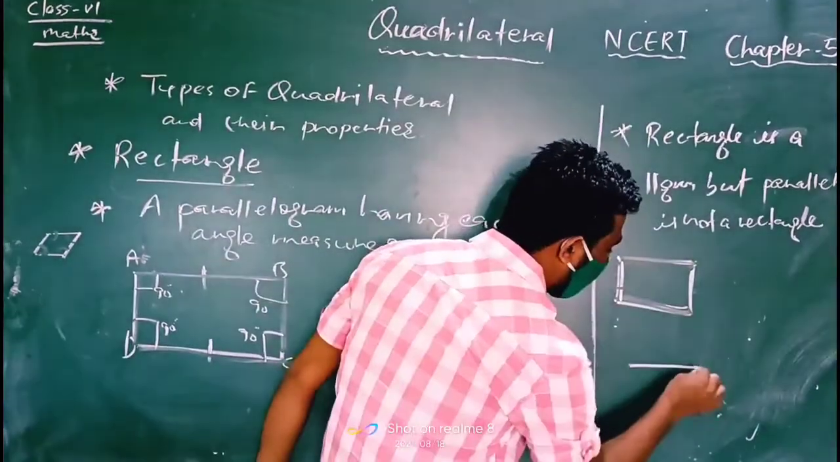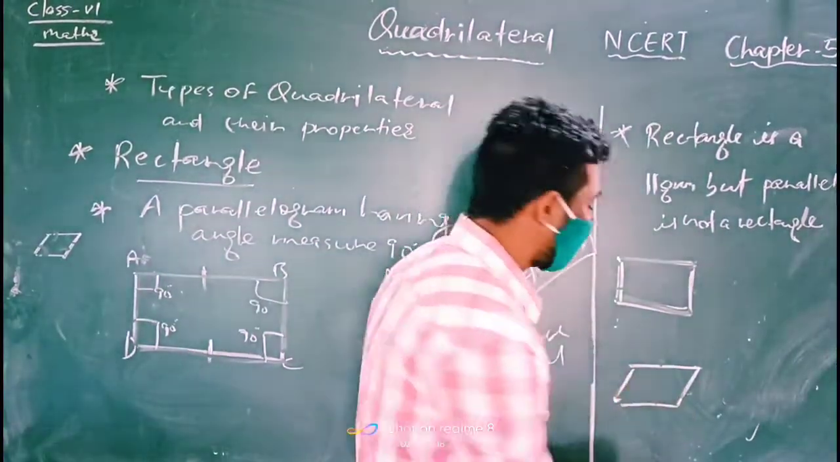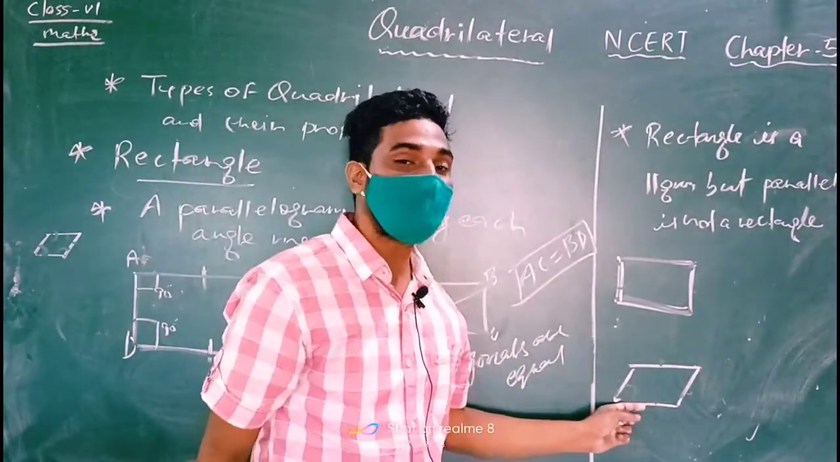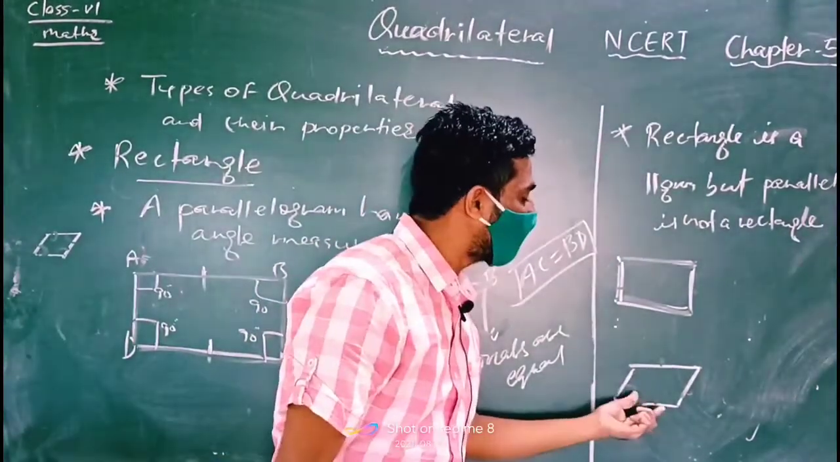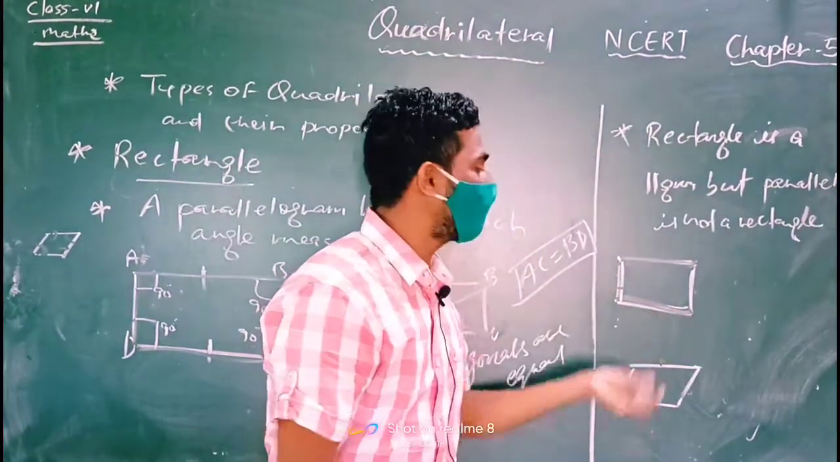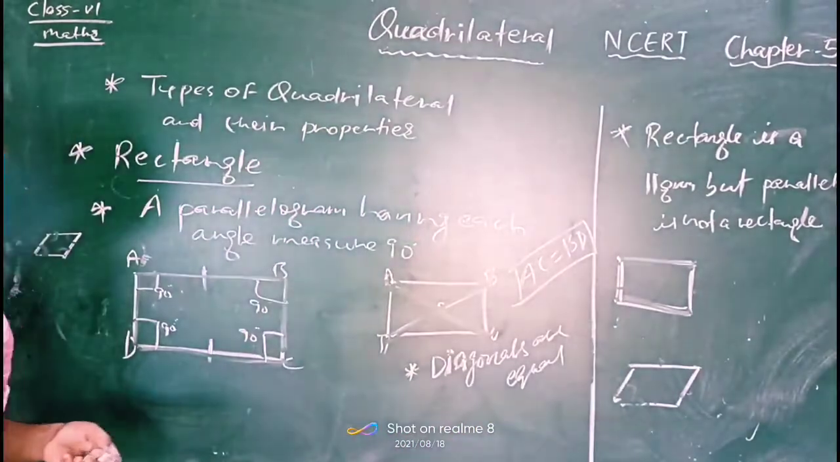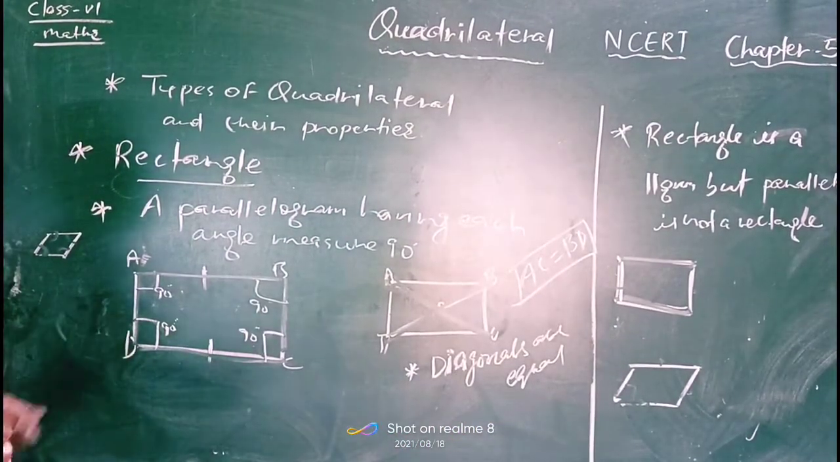But in a parallelogram, if you draw, opposite sides are equal and parallel, it is there, but each angle measure is not 90 degrees. So we can say a parallelogram is not a rectangle, but a rectangle is a parallelogram. This is a big difference. So you have to keep it in your mind.